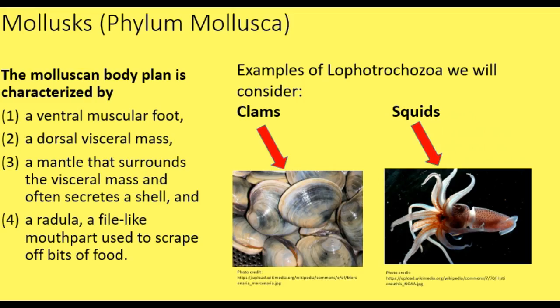The molluscan body plan is characterized by a ventral muscular foot, a dorsal visceral mass, a mantle that surrounds the visceral mass and often secretes a shell, and a radula, a file-like mouth part used to scrape off bits of food. The mollusks are part of the clade Lophotrochozoa. Lopho refers to a ring of ciliated tentacles surrounding the mouth in aquatic organisms. Trochophores have free-swimming larvae with several bands of cilia.